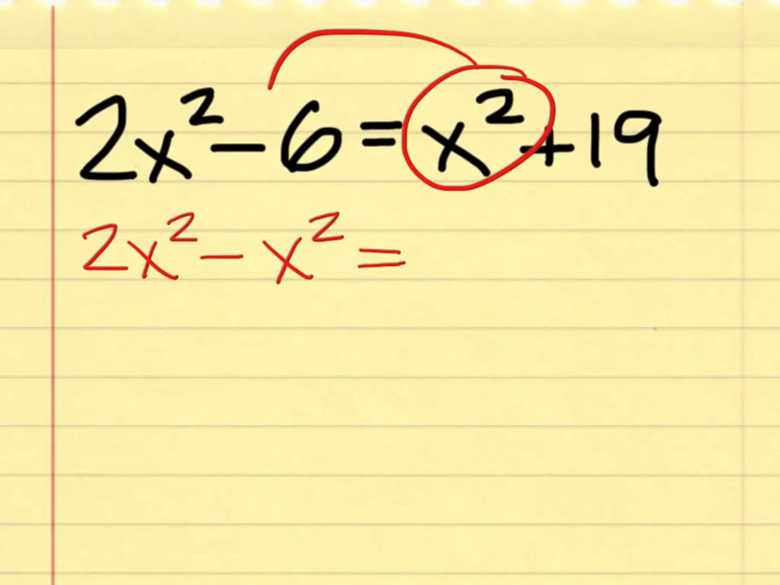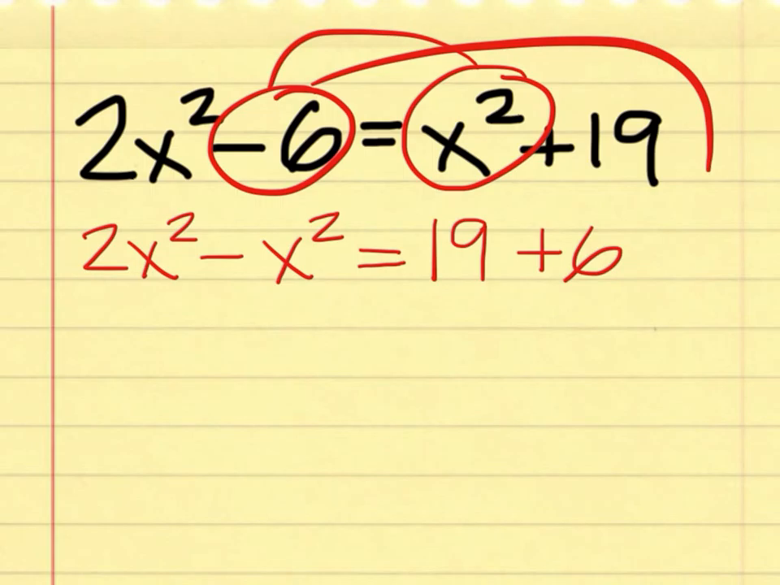On the right side, I have 19, but tell me what I'm going to write right beside that. Montavon. Plus 6 is right. We have to move this to the right side, change the sign. On the left-hand side, we have 2x squared minus 1x squared. What does that leave me with? Blizzard. X squared is right.